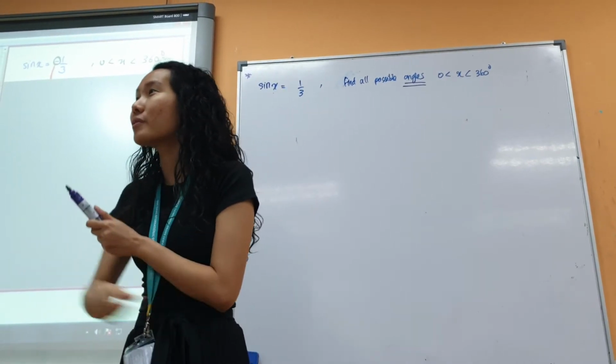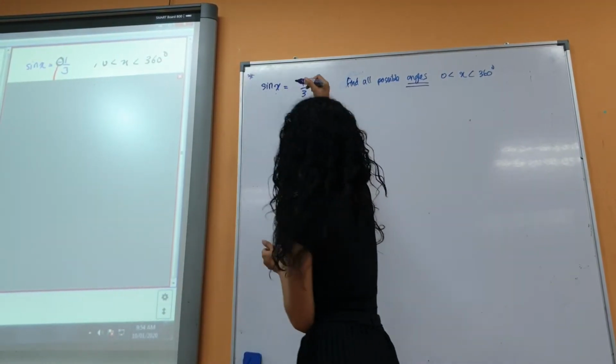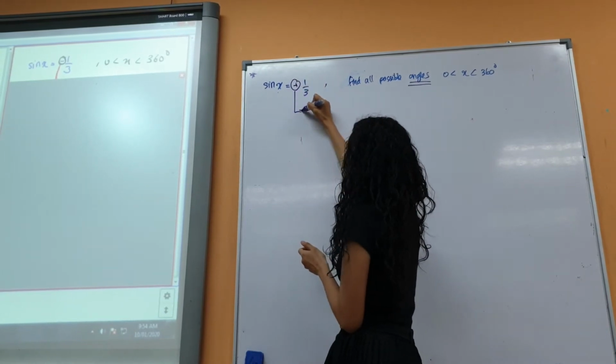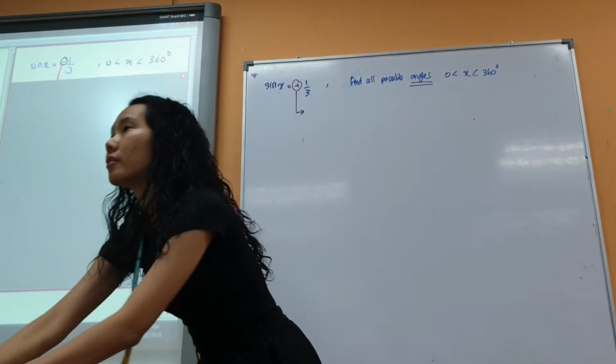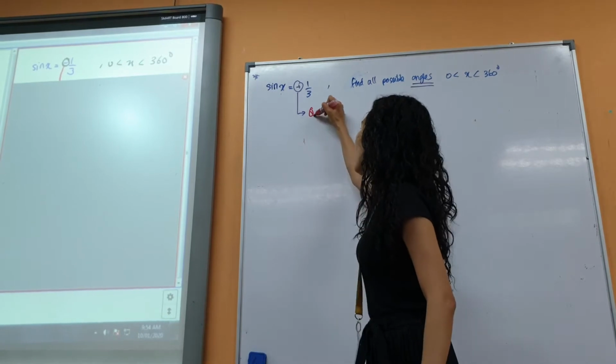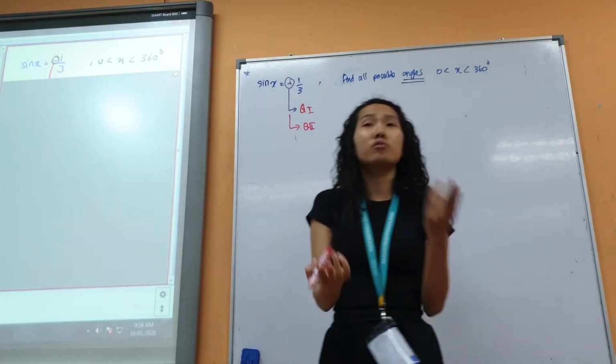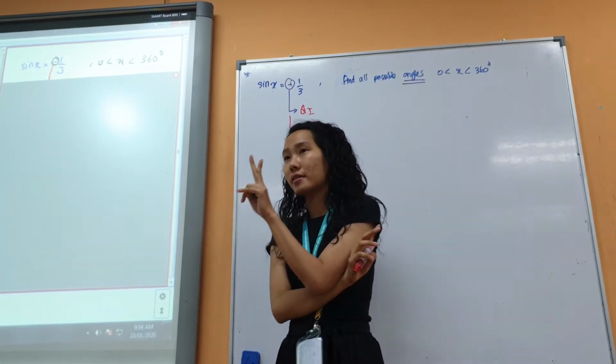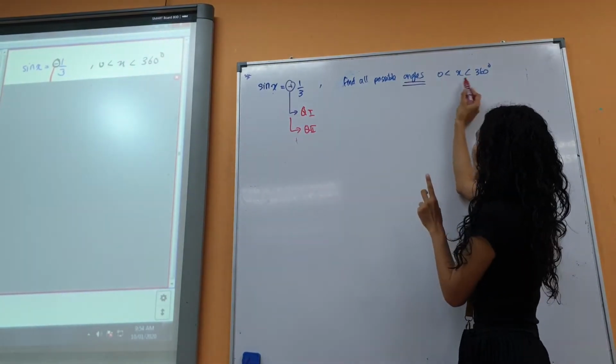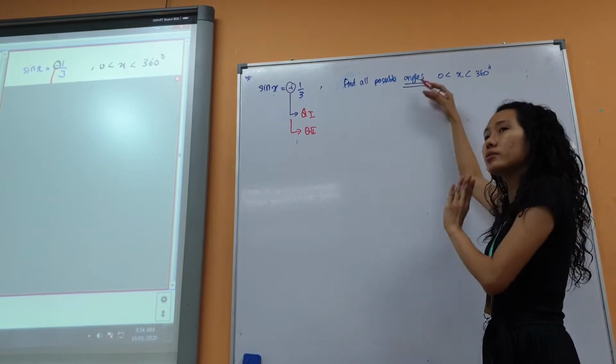Draw. How can I draw? Yes, quadrant. Look, this one is positive. So therefore, this must be what quadrant? Quadrant 1 or quadrant 2. So by looking at it, you should know you should have 2 possible answers. Why? Because they really tell you it could be anything, anywhere between 0 to 360.